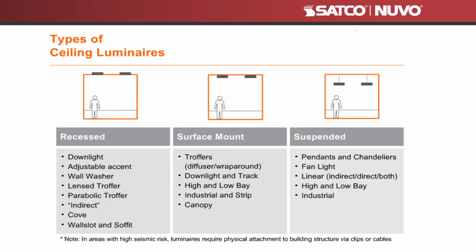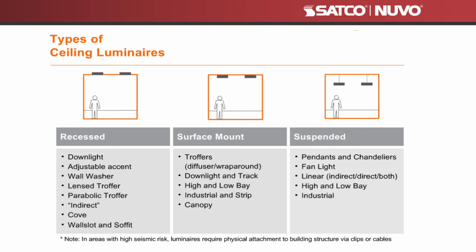And then we have suspended. Suspended, just like the name sounds, is suspended from the ceiling. Popular names: pendants in residential, chandeliers, fan lights, linear, both indirect and direct-indirect, where some light goes off the ceiling and some light is directly down. Again, depending on the application, you have a variety of lights to meet the need within the space.